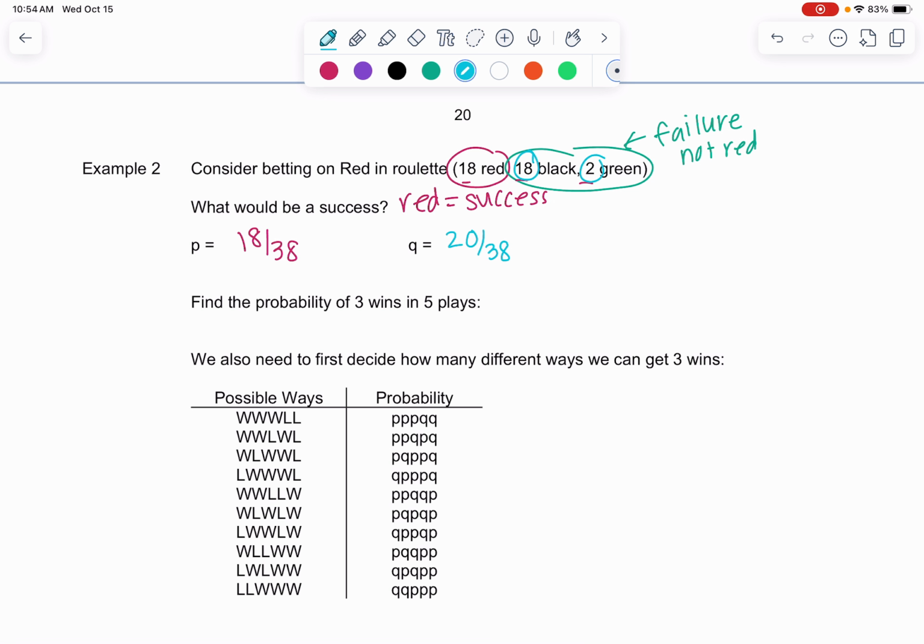And so we're going to play over and over and over to make this binomial. So playing 5 times means we have 5 trials. And we want to win 3 of them. So that means we're going to win 3 and lose 2. And the problem is there's lots and lots of ways this can happen before we can find this probability.